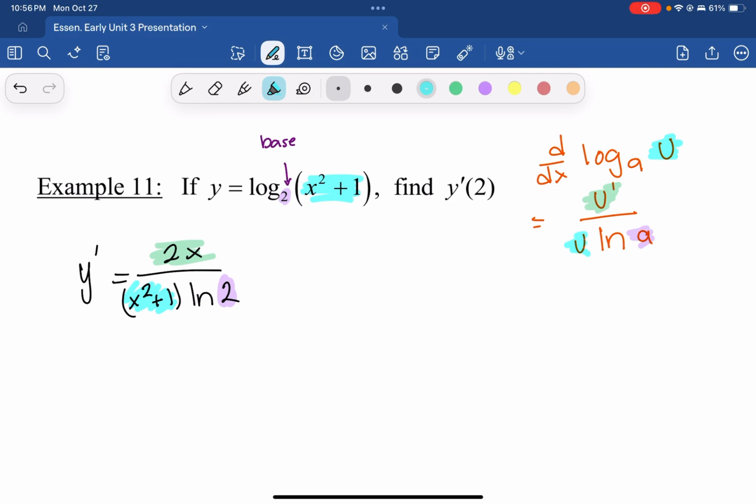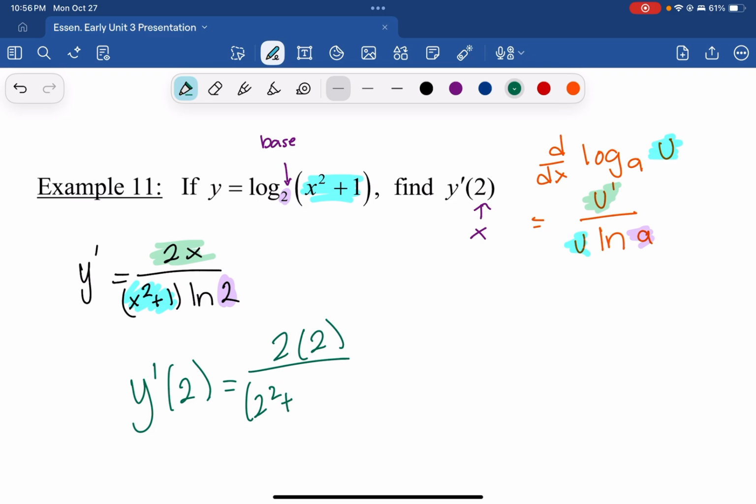Okay, so I didn't finish reading out the rest of the problem. It says find y prime of 2. So we want to know what our value is when we have a 2 inserted. Okay, change colors. So y prime at 2 is going to equal 2 times 2 over 2 squared plus 1 times the natural log of 2, which gives me 4 over 2 squared plus 1, so 5, times the natural log of 2.